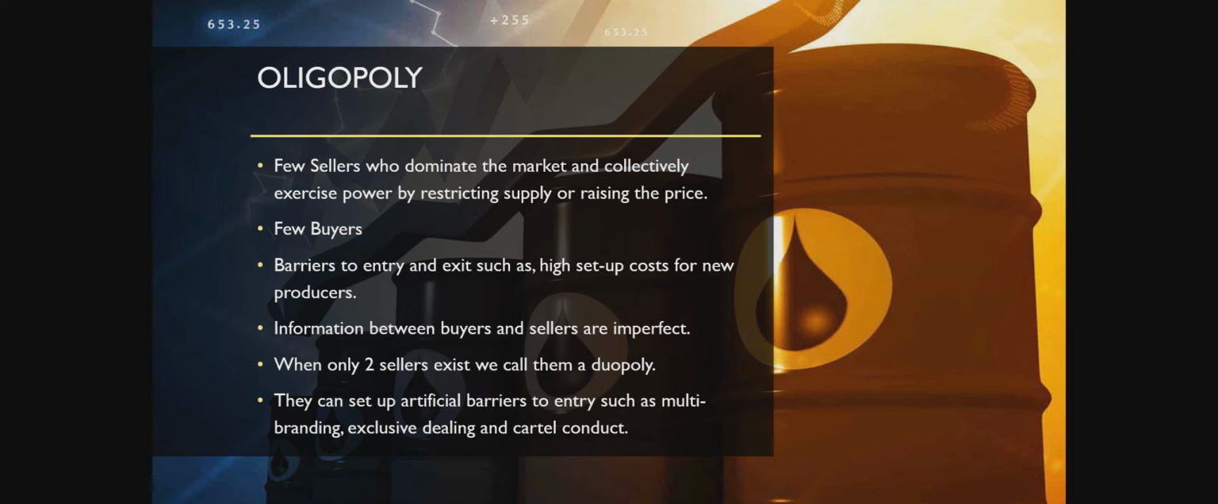When only two sellers exist, we call them a duopoly. They can set up artificial barriers to entry such as multi-branding, exclusive dealings, and cartel conduct. This is all covered in Chapter 2 of our textbook. If you don't remember it, I suggest you go back and review those terms.